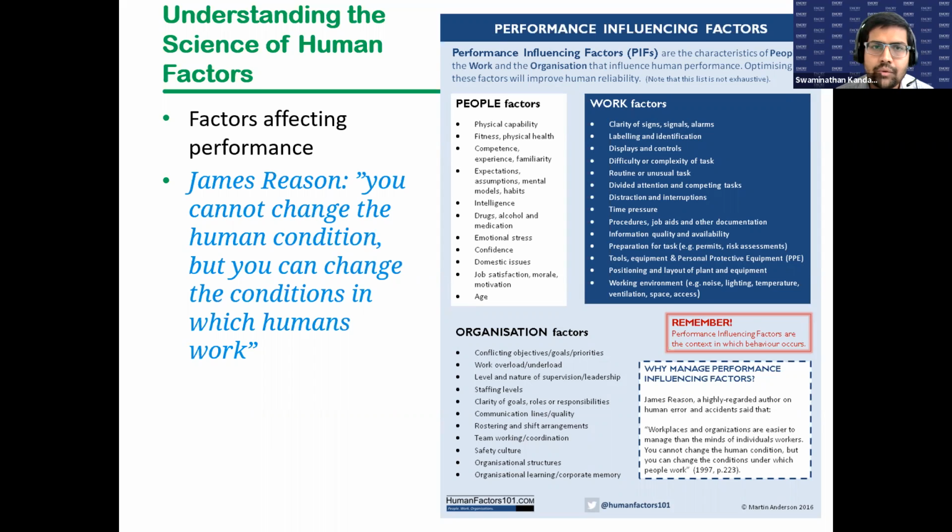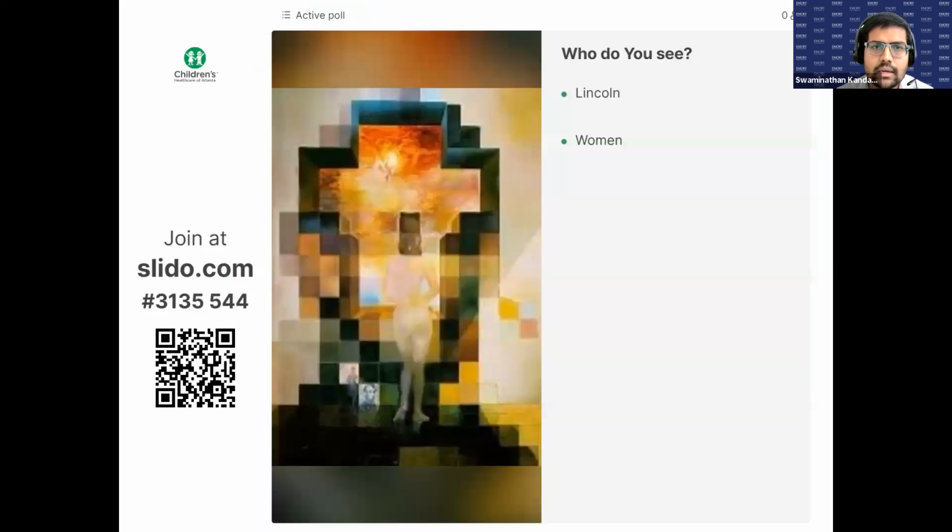I'm going to move to what are some of the things that we probably can't control and why that's the case, and what are the things that we can control. This is an image to illustrate how we process information. Can you respond to this question: what do you see here? Do you see Lincoln or do you see women?